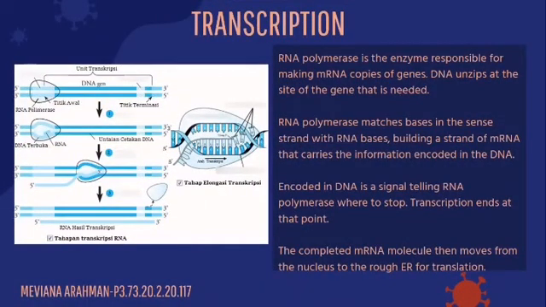Transcription. RNA polymerase is the enzyme responsible for making mRNA copies of genes. DNA unzips at the site of the gene that is needed. RNA polymerase matches bases in the sense strand with RNA bases, building a strand of mRNA that carries the information encoded in the DNA. Encoded in DNA is a signal telling RNA polymerase where to stop. Transcription ends at that point.